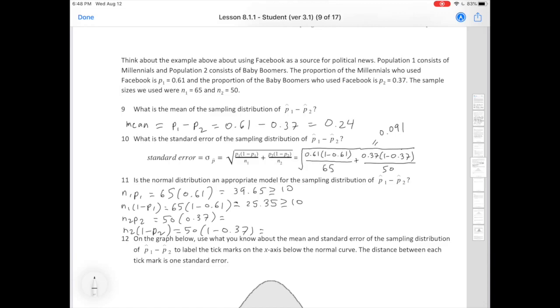50 times 0.37 is 18.5, which is bigger than 10. 50 times 1 minus 0.37 is 31.5, which is also bigger than 10. So because all four of these are at least 10, that means that the first distribution is normal, the second one is normal, so this implies that the normality criteria holds for P1 hat minus P2 hat. So we need to make sure that the normality criteria holds for both. And if it holds for both, then it holds for the difference.